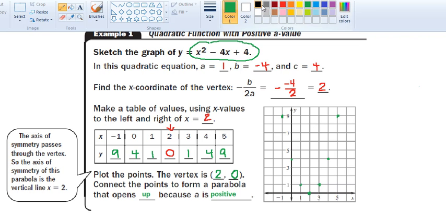So what we're going to try to do here is we're going to use those points we have, and we're going to make a nice smooth curve or parabola where it bottoms out. I didn't do such a great job of that. Let me try that again. Should bottom out right at 2, 0.